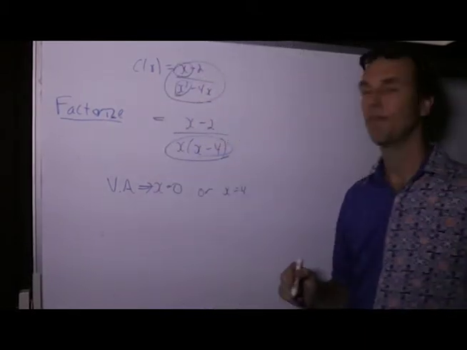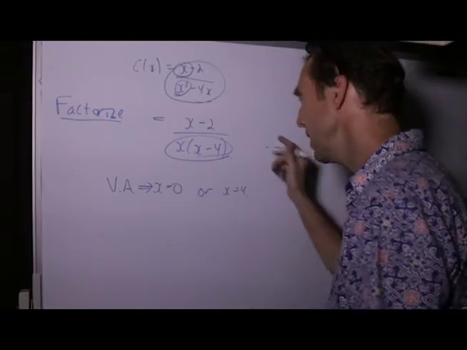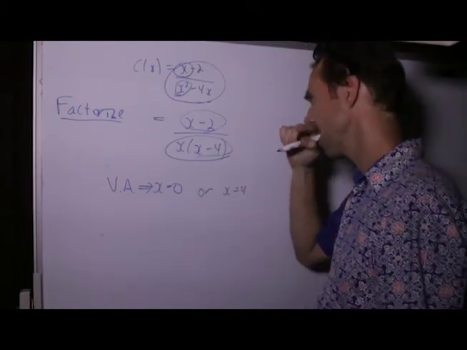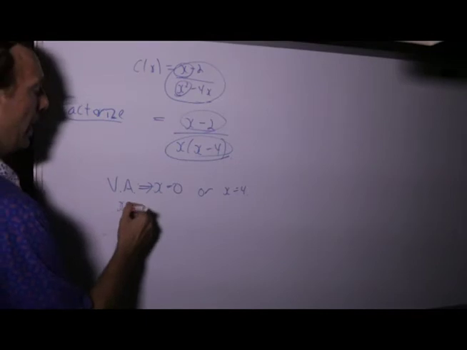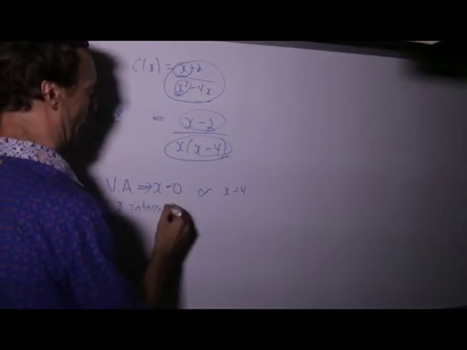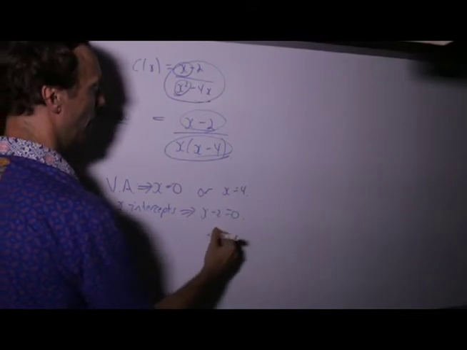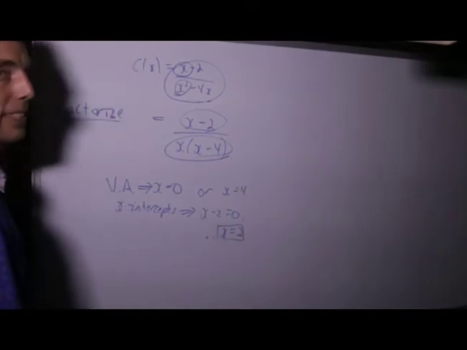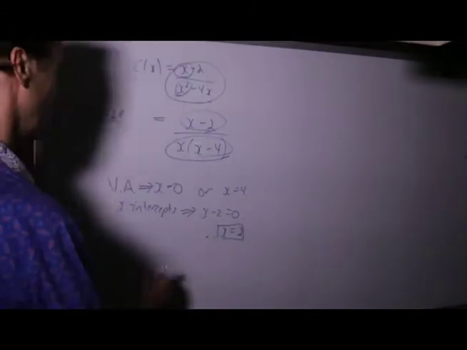Okay, so we now need to look for our x-intercepts. We can figure out our x-intercepts by looking at this and finding out when this equals 0. Okay, so x-intercepts: numerator equals 0, x minus 2 equals 0, therefore x equals 2. Okay, that is our x-intercept. Now we need to test for our horizontal asymptote.